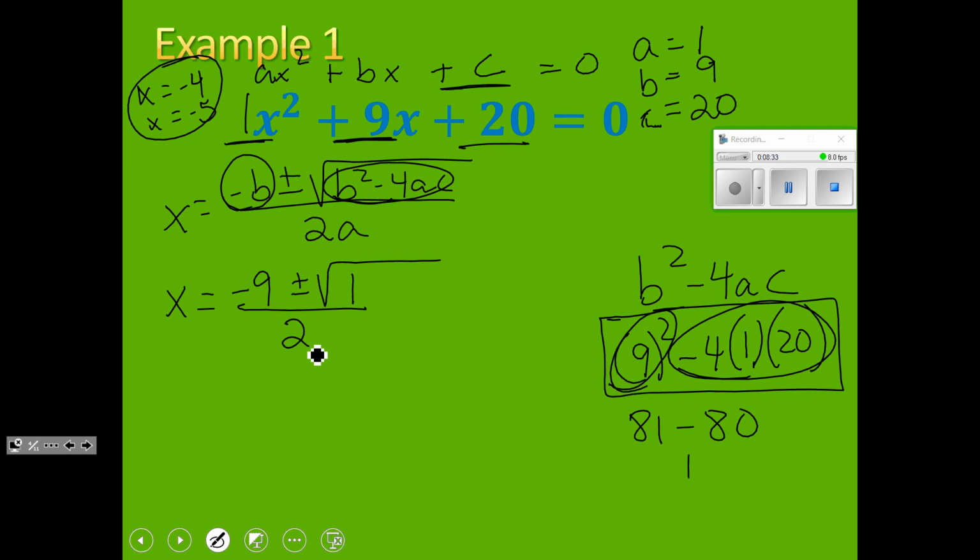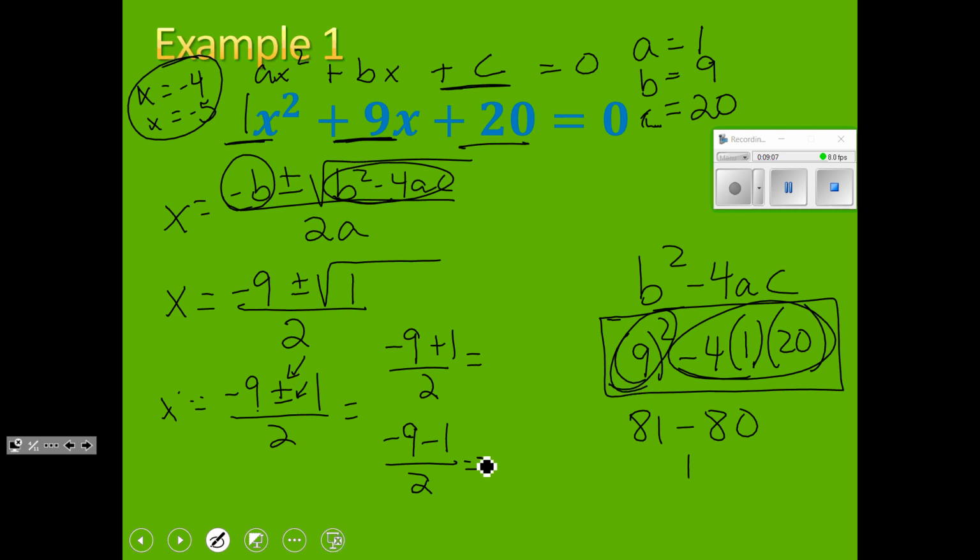So we can keep going. Do we know the square root of 1? What's the square root of 1? The square root of 1 is just 1. So this becomes negative 9 plus or minus 1 over 2. Now you can split it apart and make 2 problems, one with the plus and one with the minus. You could say negative 9 plus 1 divided by 2, and negative 9 minus 1 divided by 2. That's how you're going to get 2 different answers.